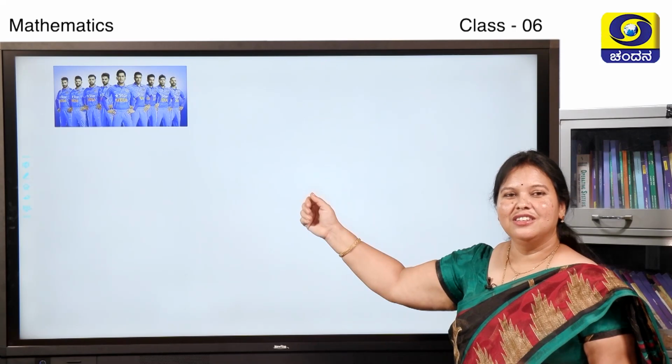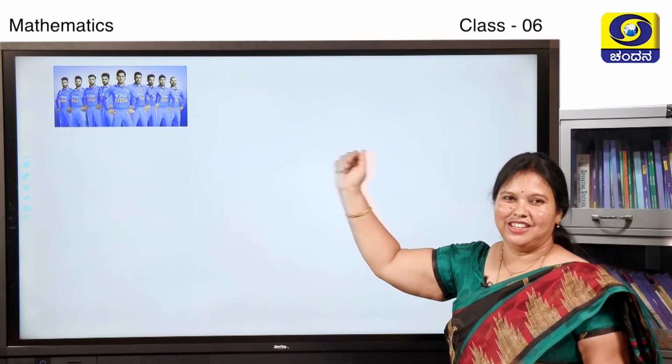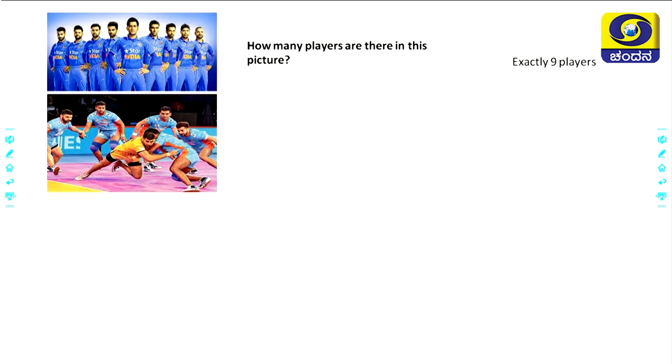In this picture, you are seeing a team of cricketers. It's very likely you know our well-known heroes of cricket. If I ask you how many players are there in this picture, can you say? Yes, you can easily count and say exactly 9 players are there. The next picture shows Kabaddi players. So, here in this, how many players are there? Tell me. Absolutely correct. It is also very easy to count and say.